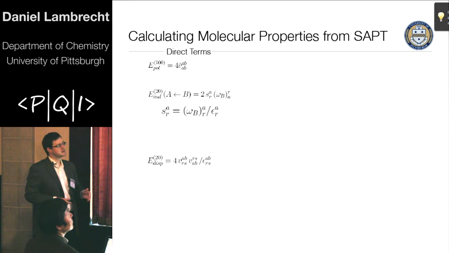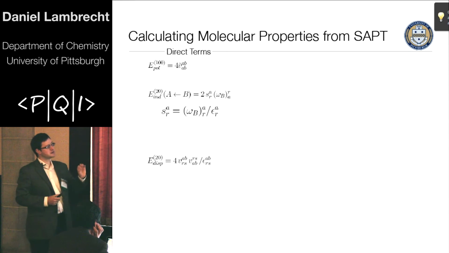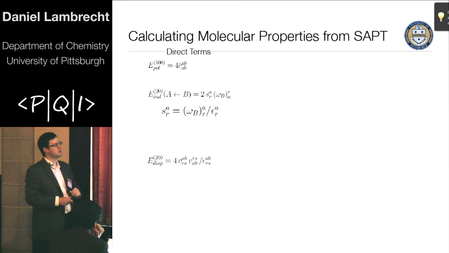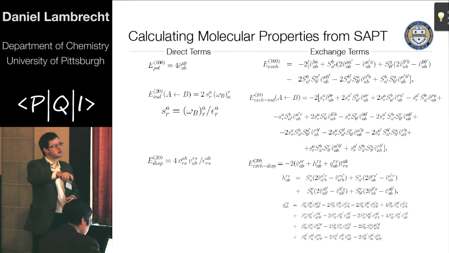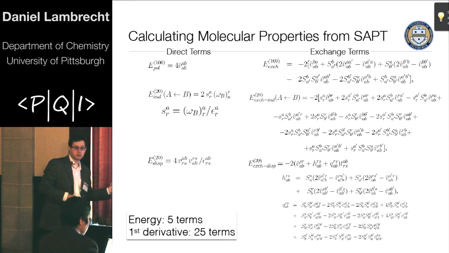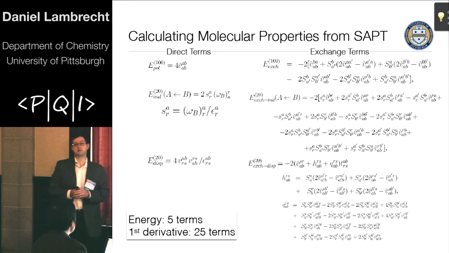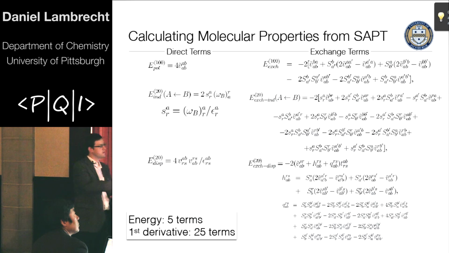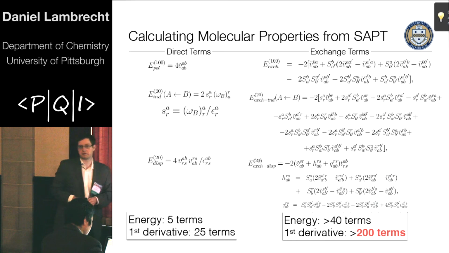For the direct terms, to calculate the interaction energy, things are relatively simple. I should notice this is probably the basic level of terms that one would want to keep. This is probably the minimum. But if we look at the exchange type terms, you can see there's a good number of these terms. And now let's consider, we are mostly interested in calculating molecular properties, so spectra, for example, and that would involve calculating derivatives of these energy terms. So if we have 5 energy terms, then the first derivative requires 25 terms. For the exchange, we get up to over 200 terms.